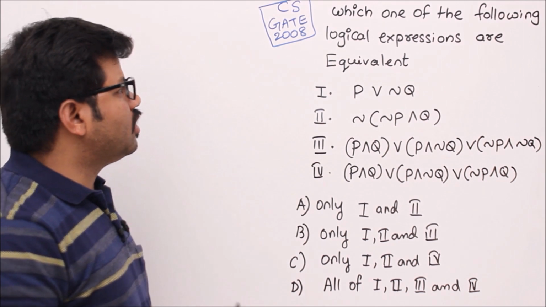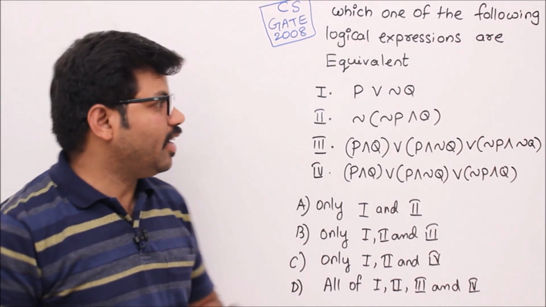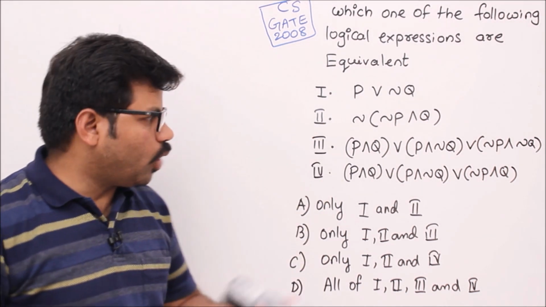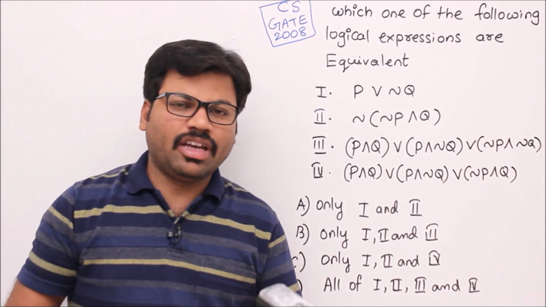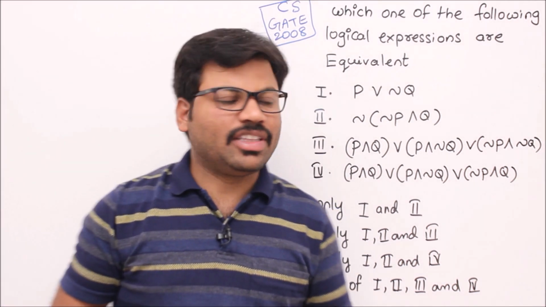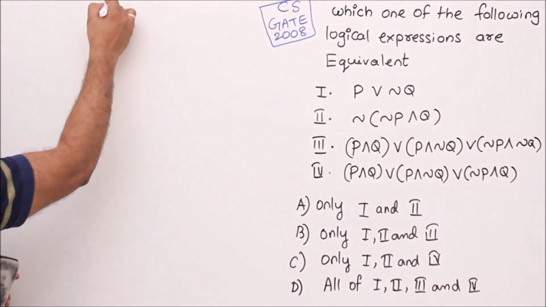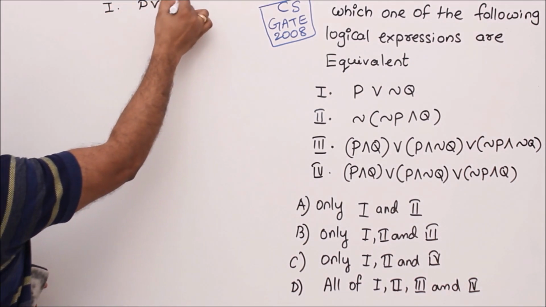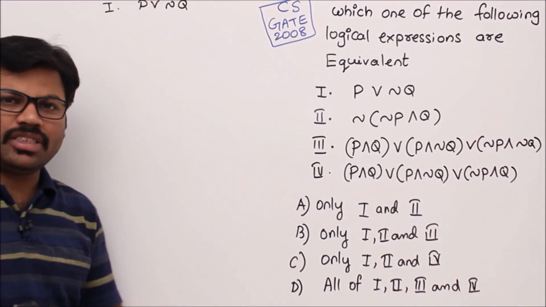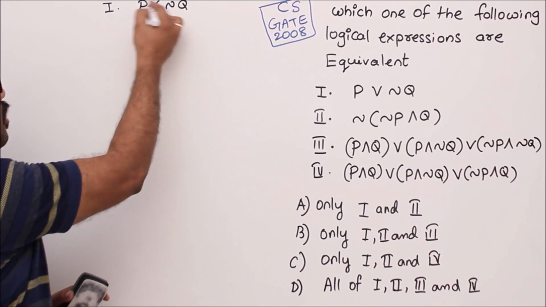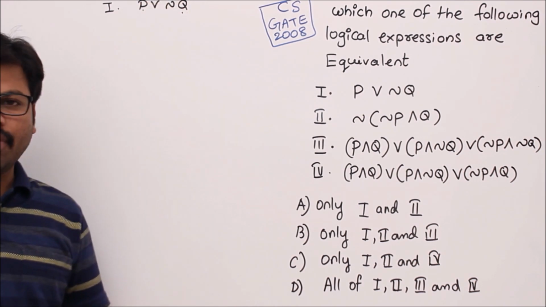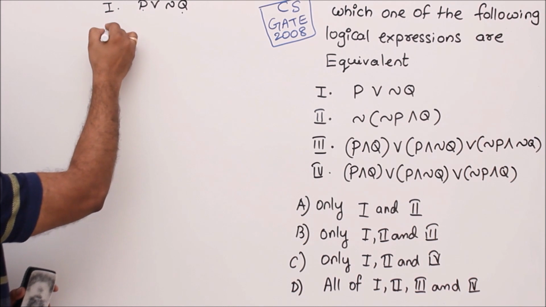Which one of the following logical expressions are equivalent? Okay, they have given 4 statements. We have to identify how many of them are equivalent. Okay, let's begin with the first one. So the first one is P or negation Q. Already it is in the simplest form, isn't it? We have one variable P, one variable Q, then we can't further simplify it, right? Let me keep it as it is.